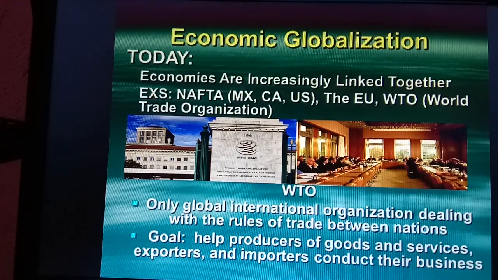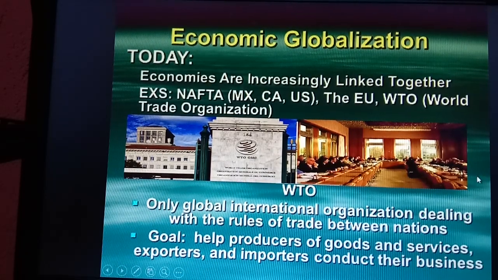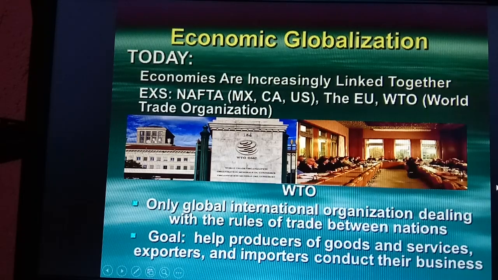We have the NAFTA, North American Free Trade Agreement: Mexico, Canada, USA. The EU is the European Union, and the WTO is the World Trade Organization. The pictures you can see at the center are those of the World Trade Organization. While they're having their meetings, this is the logo outside and this is the main building. The WTO is the only global international organization dealing with the rules of trade between nations. Its goal is to help producers of goods and services, exporters and importers, conduct their business.